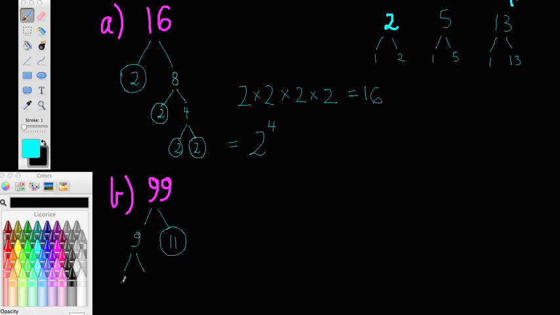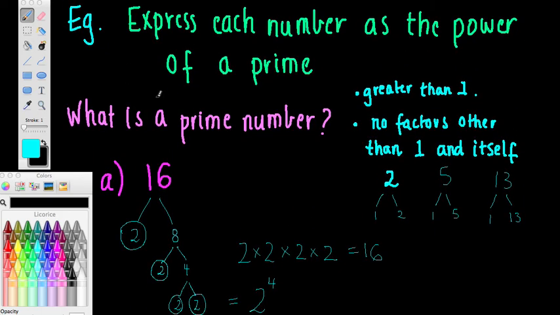I'm going to break 9 up into its factors. 9 is 3 times 3, isn't it? There's a prime factor, and there's another one. So these circled numbers are multiplied together to give 99. And finally, we'll write these as a product of powers. So this one here is 3 squared times 11. Product of primes. And the power of a prime.